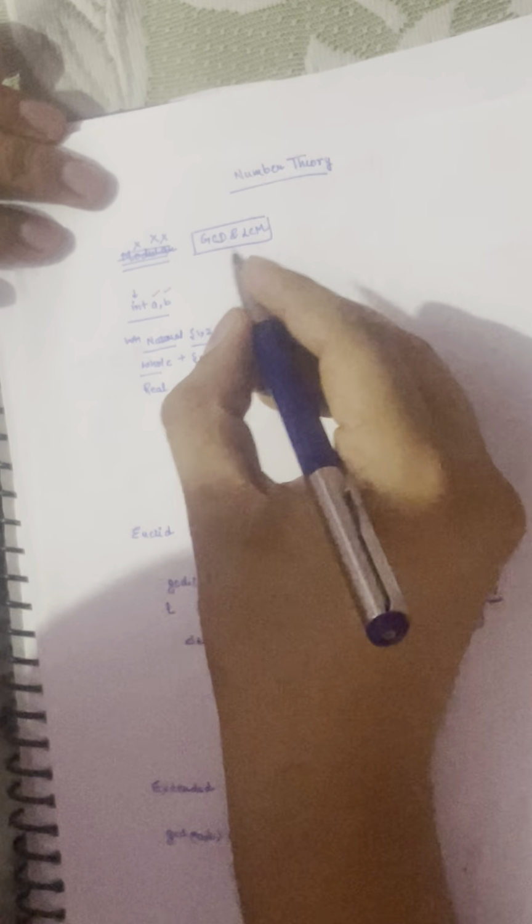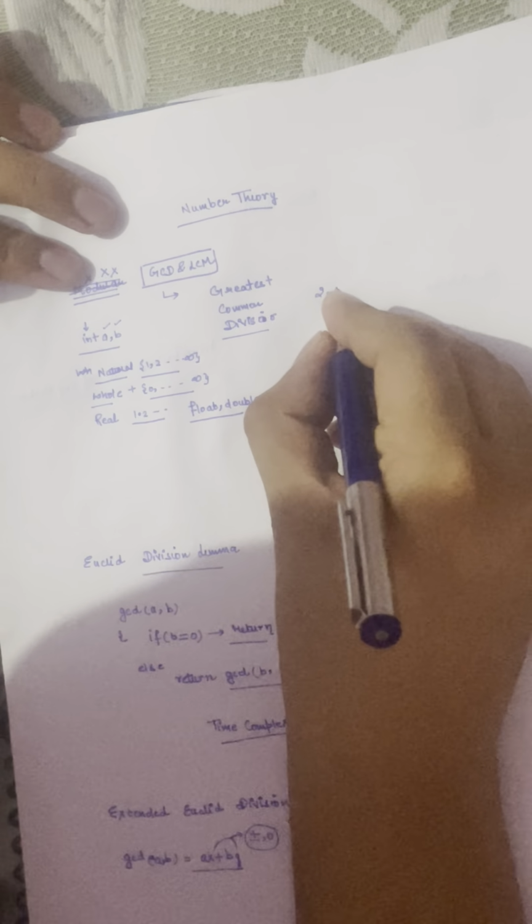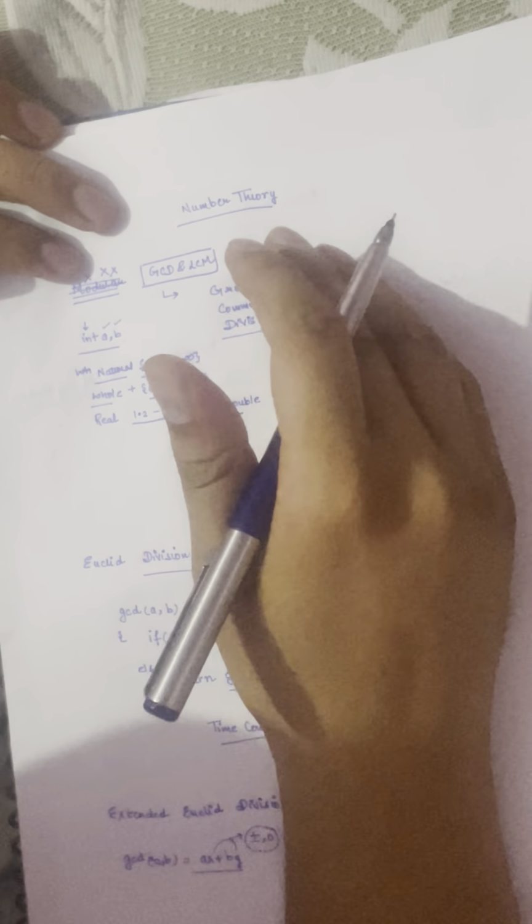There are two standard terms. The first one is GCD, which is nothing but the greatest common divisor. Let's say we are given two integers, 2 comma 3, 2 comma 4. So what is the definition of GCD? It is the greatest common divisor.